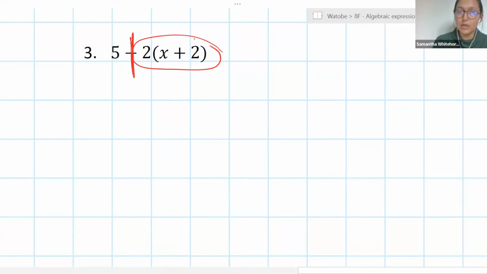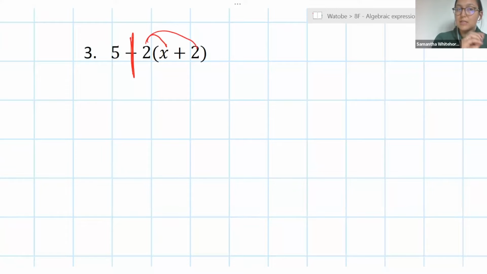Yolanda spoke about this last week as well. When we are talking about BODMAS, multiplication has to come first. So we first want to multiply the -2 into the bracket. I will deal with the subtraction later. So your first step here should be timesing the -2 with the x and timesing the -2 with the +2.